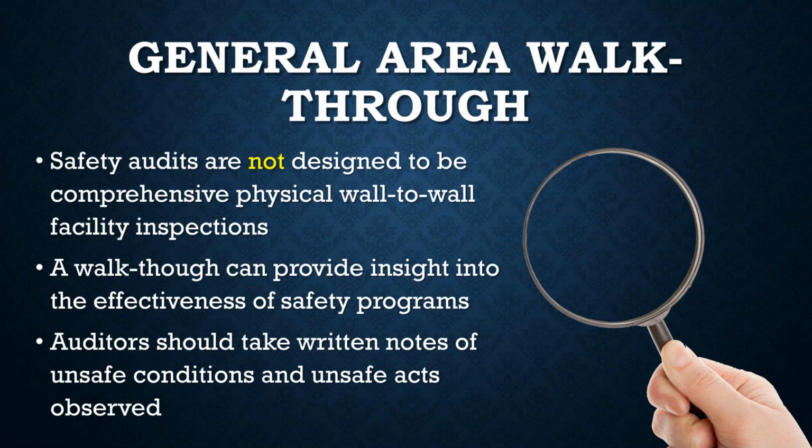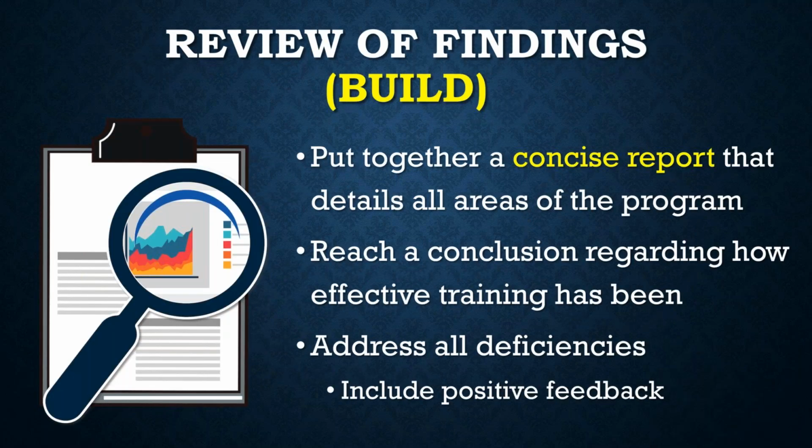We see what people are doing. We make a determination of whether or not they're following the rules of our safety program, okay? And then we document that in our audits. So audits should be noting unsafe acts, unsafe behaviors, unsafe conditions, and then we place that into our records. So we build our report from our findings. We make a nice, concise report that details all the areas of the program, and then we reach a conclusion.